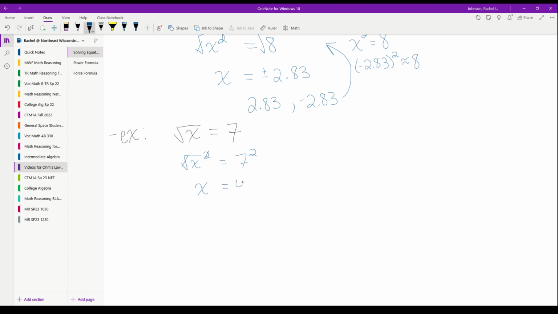So 7 squared, I get 49, which if we plug it back in and we think about the square root of 49, yes, that is 7. So my answer would be 49.